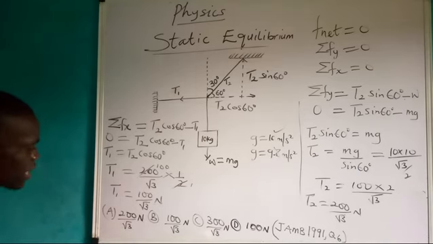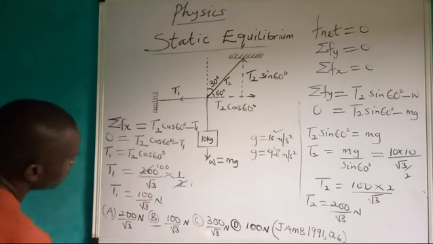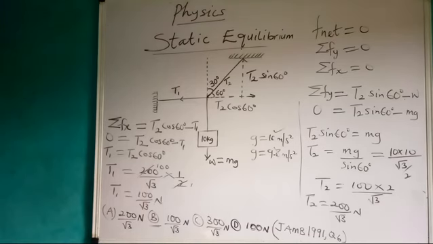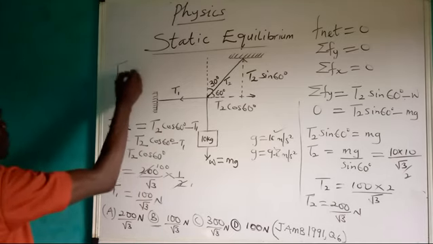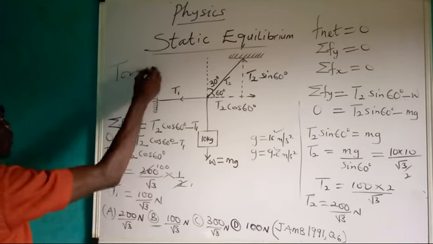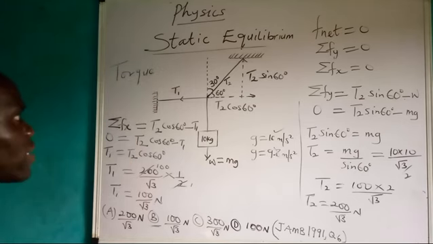We are going to consider another example, after which we now move on to rotational equilibrium, and this one will be on torque. We are now going to consider the case of torque. But we want to consider more examples under this translational equilibrium.